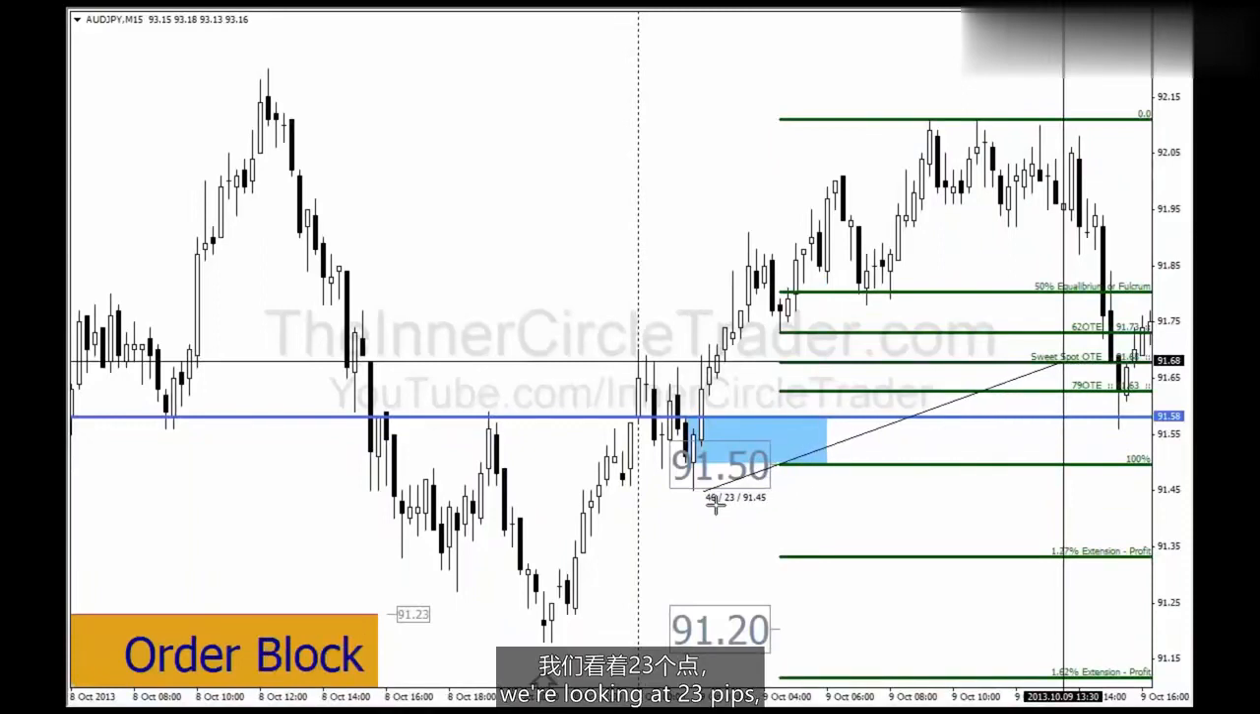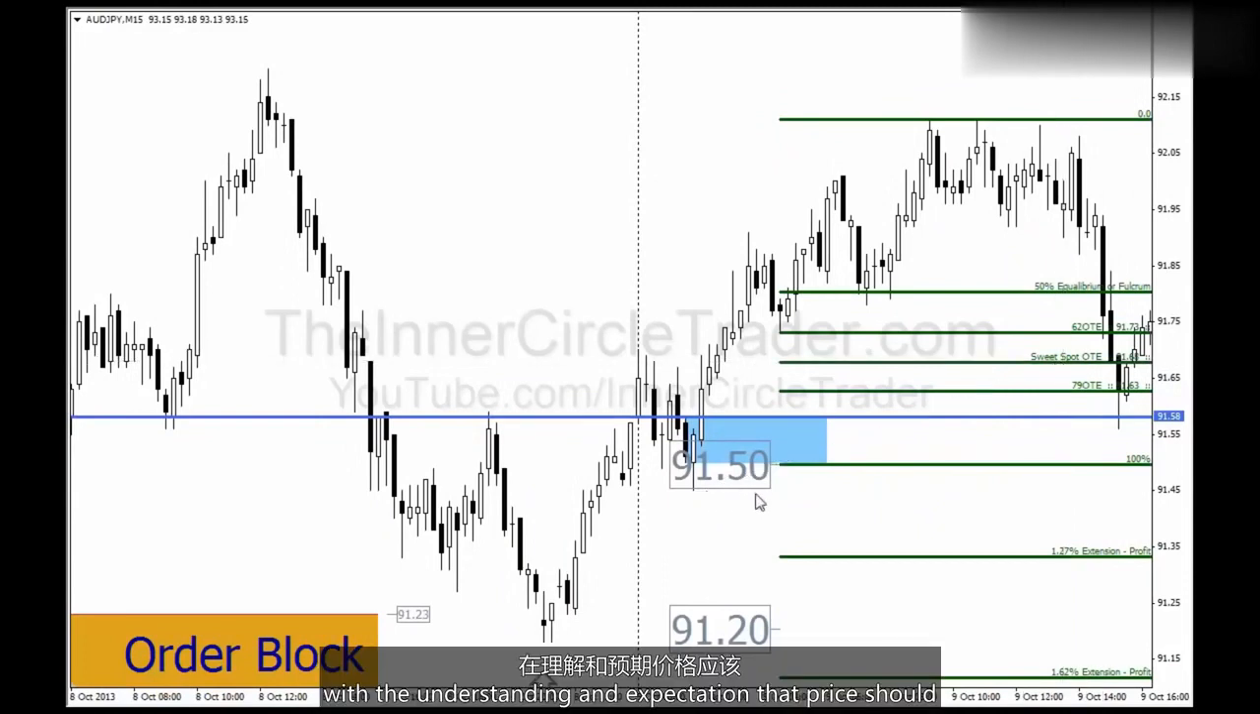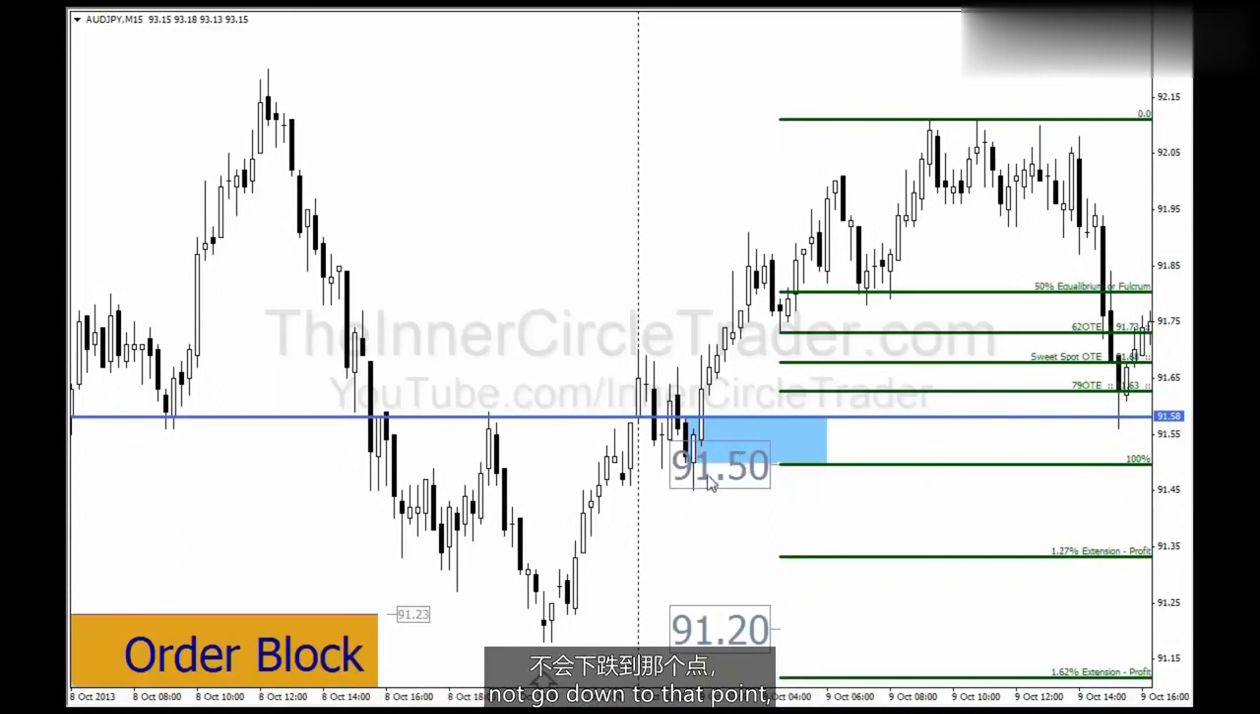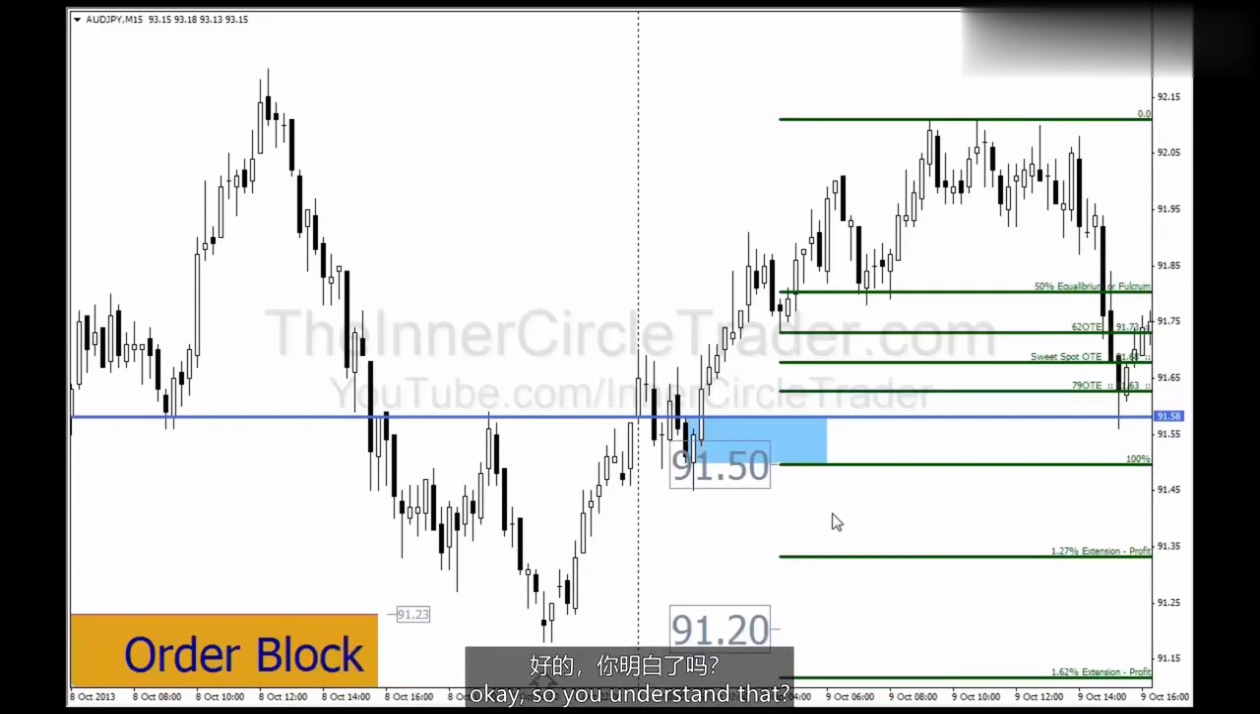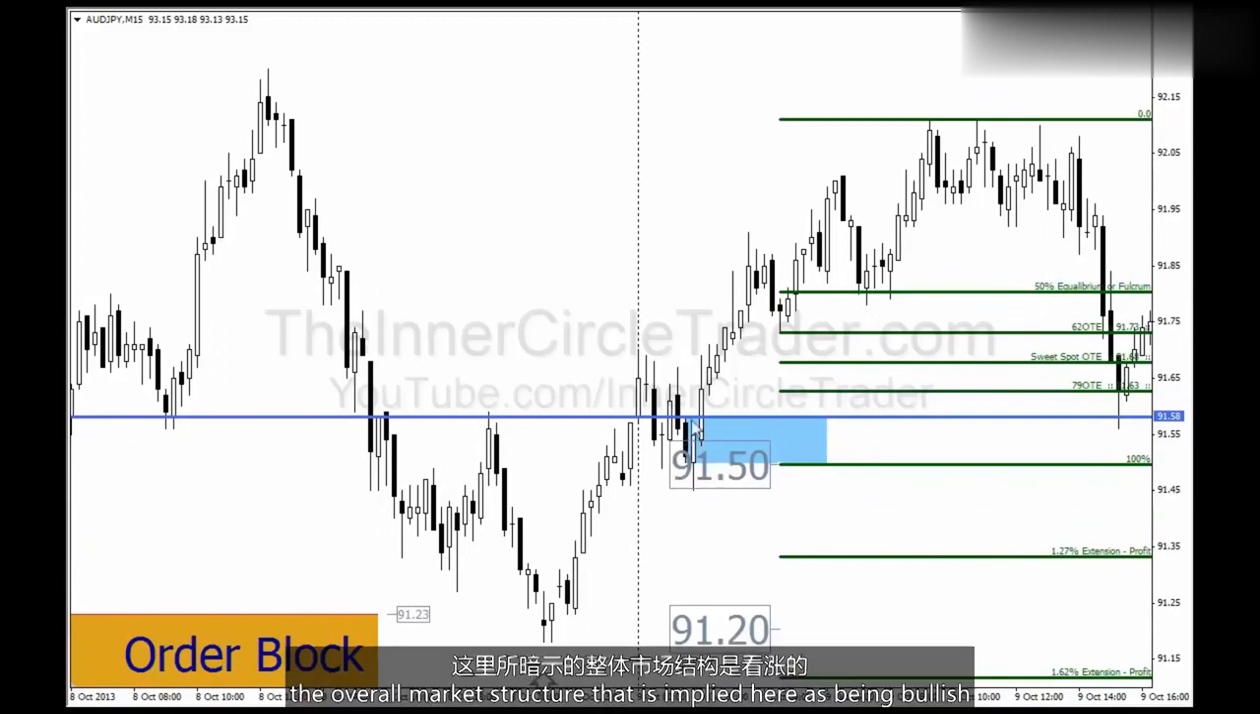To this old low, we're looking at 23 pips. 23 pips risk, with the understanding and expectation that price should not go down to that point. If it does, it's probably not a good trade. You won't be confused if it does and stops you out though. So you understand that? If price goes to this low, the overall market structure that is implied here as being bullish isn't so bullish, then you'll probably see weaker prices.